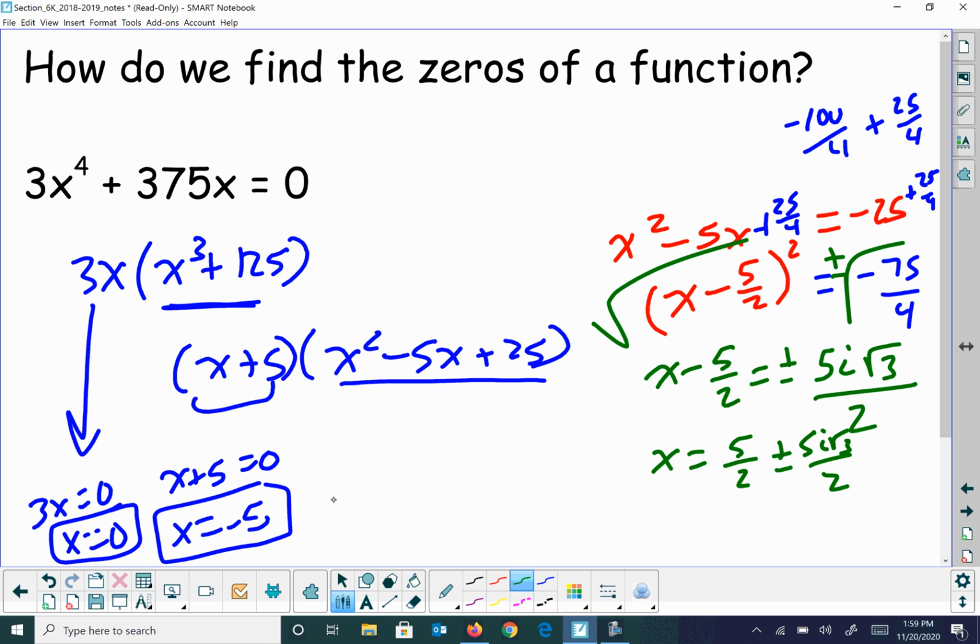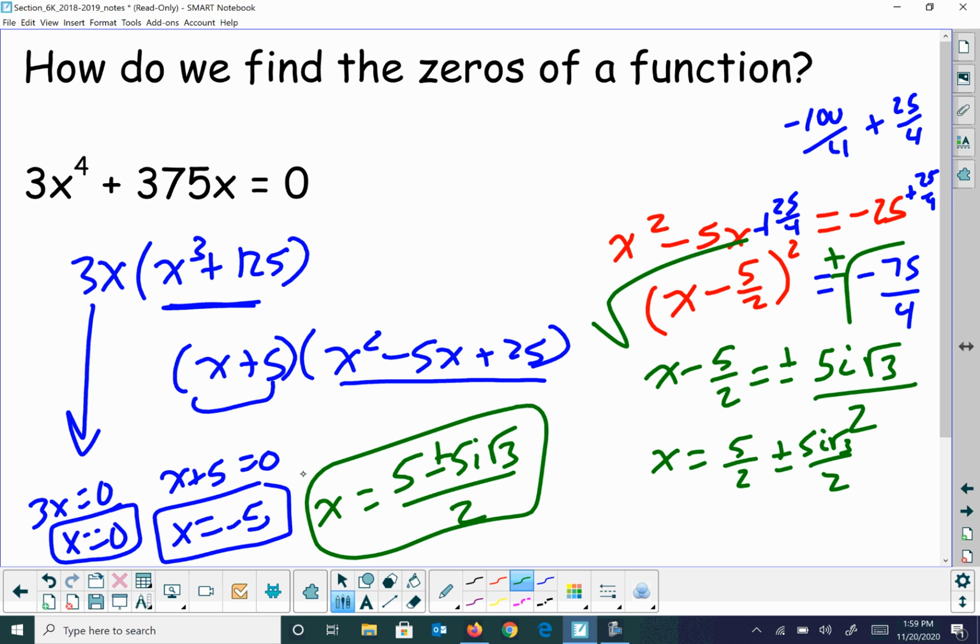I have the same denominator, so I also find that x is equal to 5 plus or minus 5i root 3 all over 2. So the blue ones are real, and this is a complex solution. There's two of them. Remember, they come in pairs.